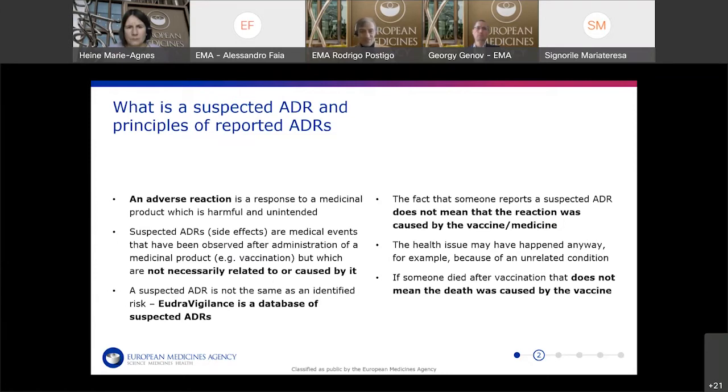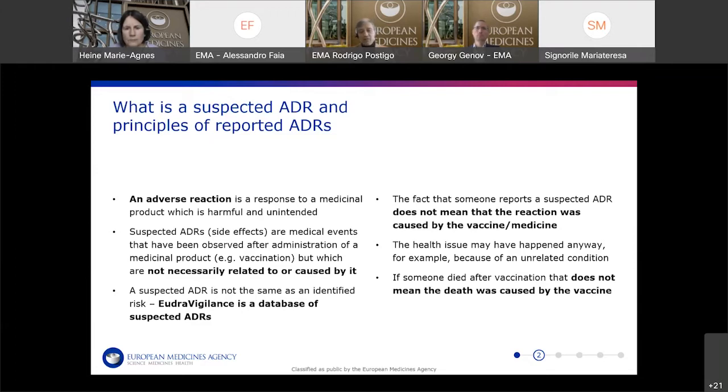It's not a database for suspected or identified risks. The fact that someone reports a suspected ADR doesn't mean that the reaction was caused by the vaccine or by the medicine. It could be a health issue that may have happened anyway, for example, because of an unrelated condition or because of another medication.